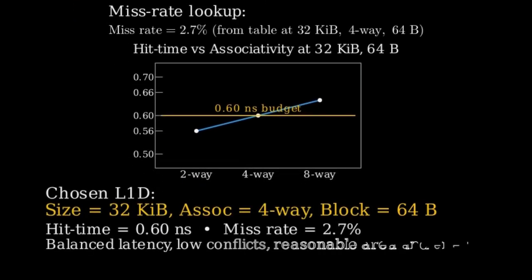Summary: 1. Hit time equals 0.60 nanoseconds, on budget. 2. Miss rate equals 2.7%, below 3%. 3. A good trade-off in area and energy compared to a larger 64 kilobyte option.